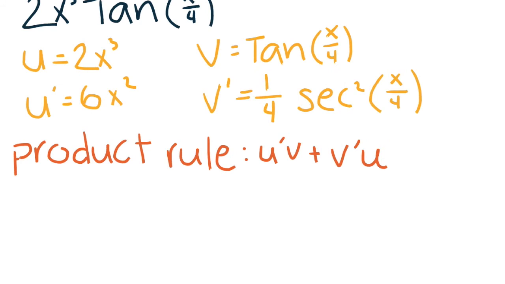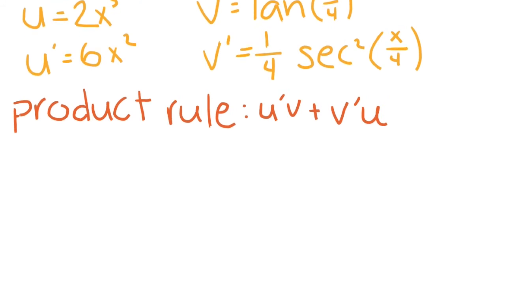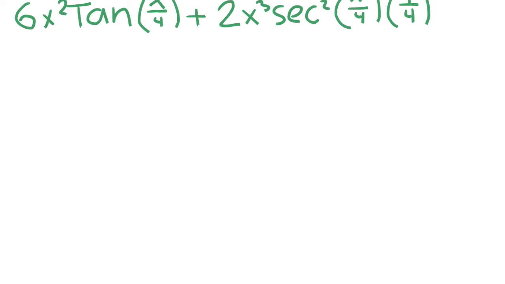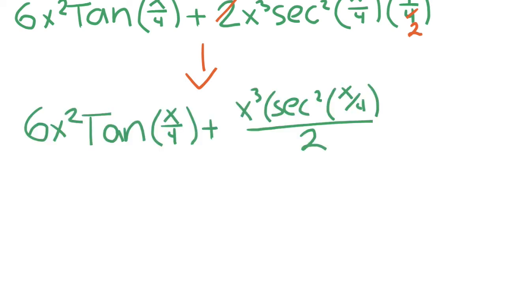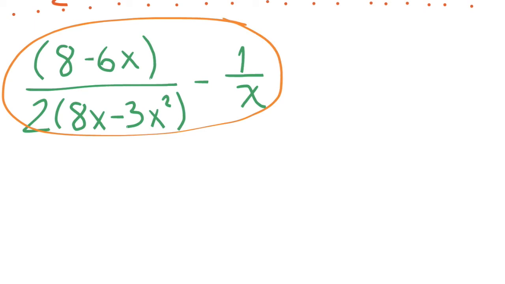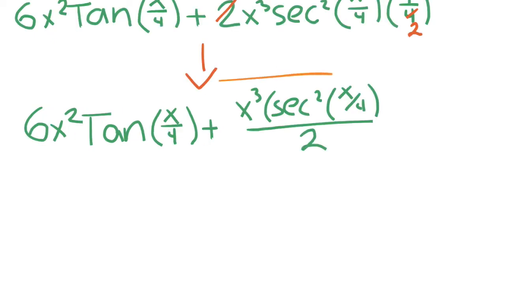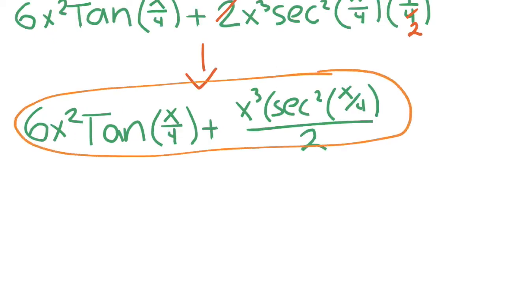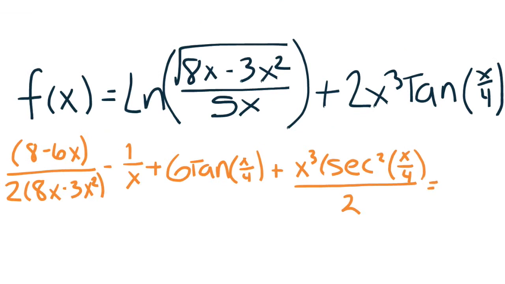Now we just have to plug in every term. Then we simplify what we can, the 2 with the 4 in the denominator, and this should give us our final answer. This is how the answer of our second term should look like. Now we just have to add it up all together. And this answer is f prime of x.